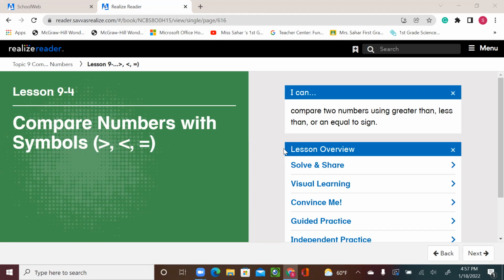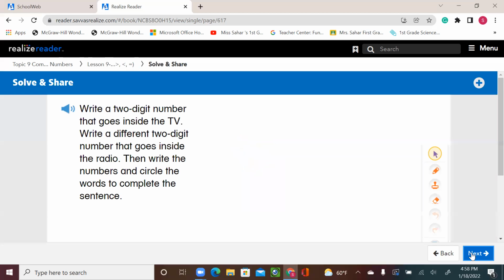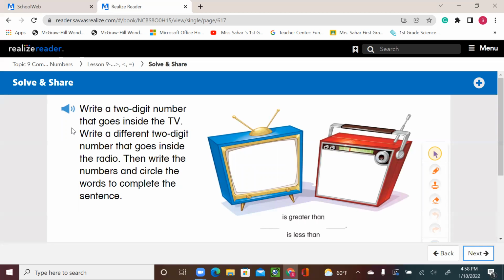So let's see what we have today. We're going to compare numbers, but instead of writing greater than or less than, we're going to use these symbols. Let's start. In your book, page 377. Write a two-digit number that goes inside the TV. Write a different two-digit number that goes inside the radio. Then write the numbers and circle the words to complete the sentence.